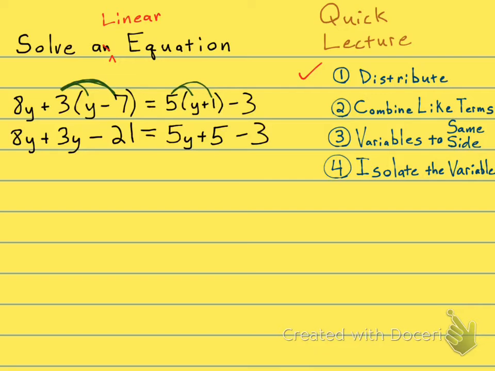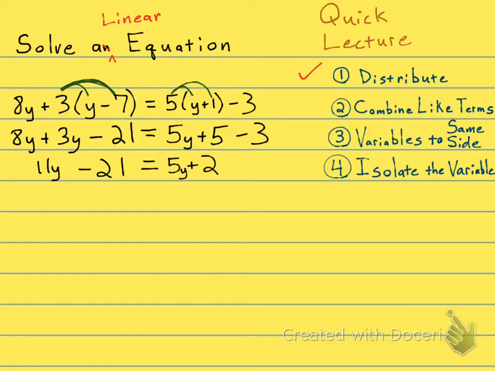Now when it says combine like terms, they have to be on the same side of the equal sign. Okay, so in this case, these two are like terms, and these two are like terms. I'm not going to look at putting anything on the right-hand side with anything on the left-hand side yet. That's moving them. So let's combine our like terms. 8y plus 3y is 11y minus 21. And then on the right-hand side of the equal sign, I have 5 minus 3 is 2. That's combining like terms.